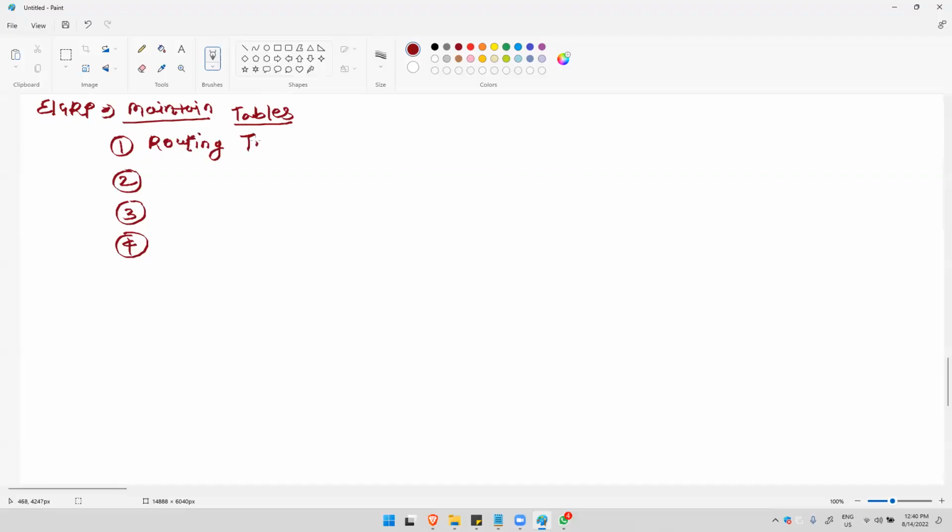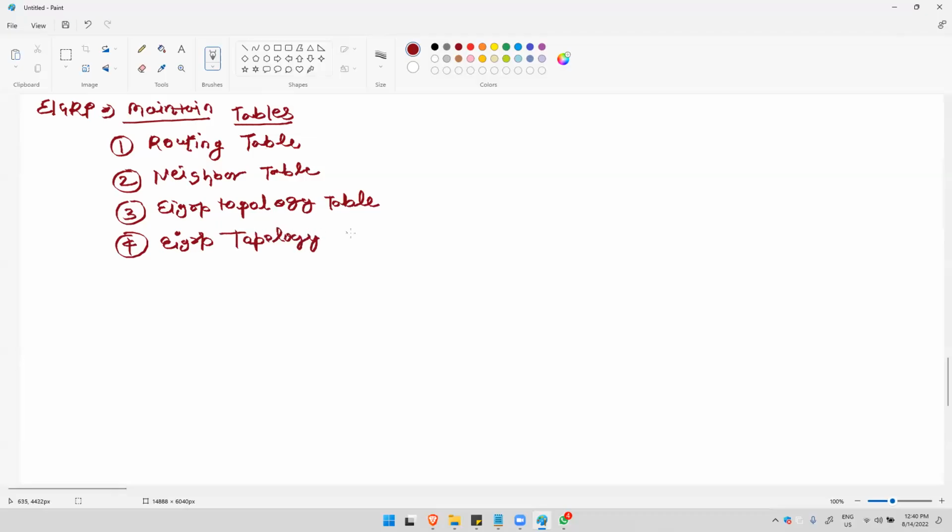First table name is the routing table. Second table name is the neighbor table. Third table name is the EIGRP topology table. Fourth table name is the EIGRP topology change table. Which one table? All links table. Clear? So routing, neighbor, topology and topology change, the all links table. Any doubt? Okay, now next point.